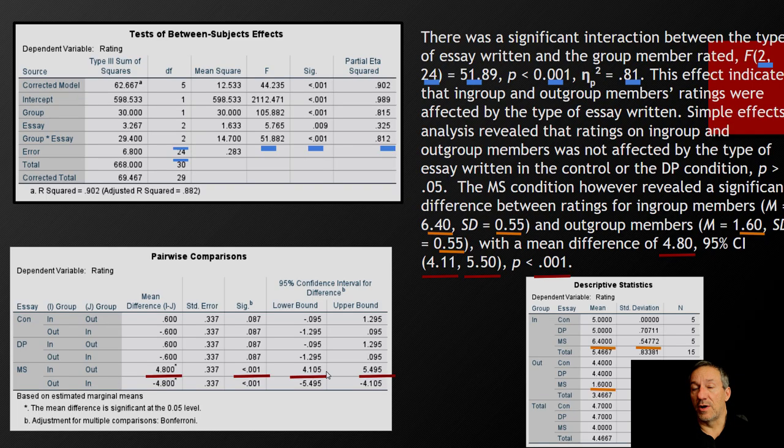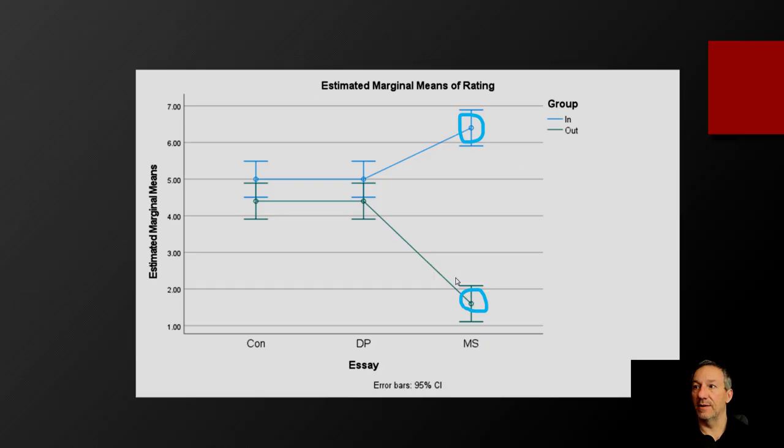With our confidence intervals, if we ran this 100 times, 95% of those times we think that mean difference should be somewhere between 4.1 and 5.5. From the descriptive statistics, that's what we're comparing right there: 6.4 to 1.6, and 6.4 minus 1.6 is 4.8. That's what this figure is. Again, these were not significantly different from each other, but these are the mortality salience in-group versus out-group.